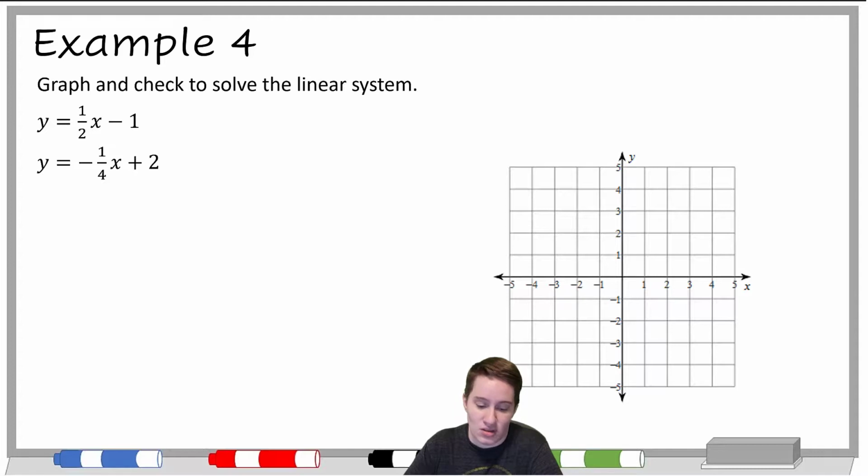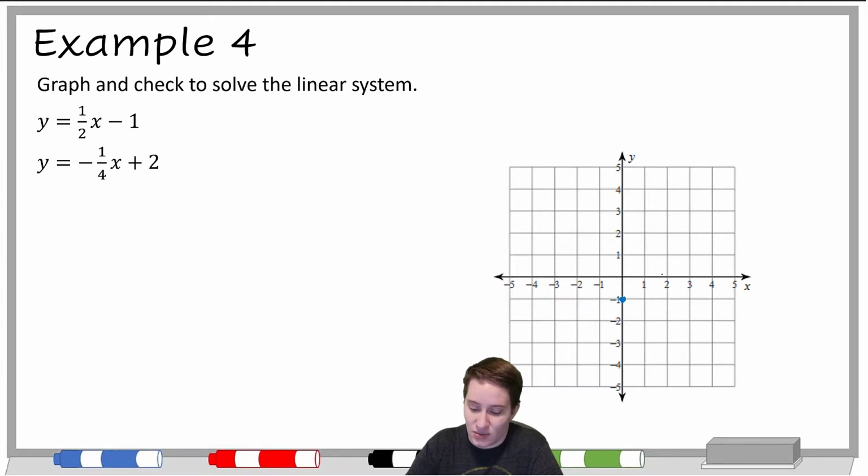Example 4. So at this point, maybe you've got the hang of this. I just realized I didn't check any of these, so I should probably show you how to check one of these. So we just basically take the point and we put it back in where x and y are, and check that we have true statements. So I'll try really hard to remember to do that on this one.